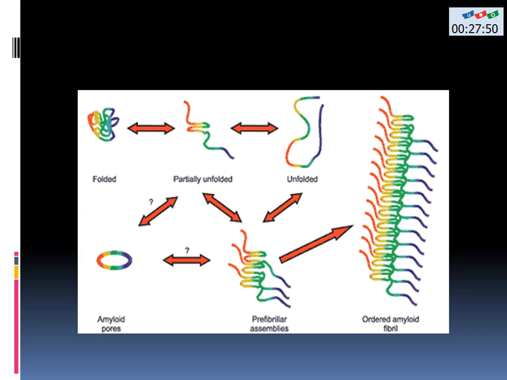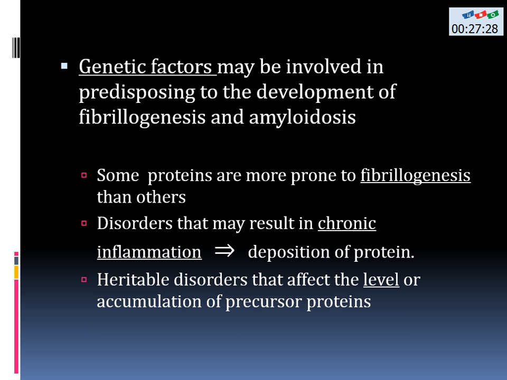I want you to see here how the fibrils are formed. This is a normal partially unfolded fibril. And then these unfolding fibers become arranged in this array to form the amyloid fibrils. A lot of genetic elements determine how these unfold and fold and misfold and how they deposit. This is determined primarily by many genetic factors. These genetic factors are involved in the predisposition to develop amyloidosis.